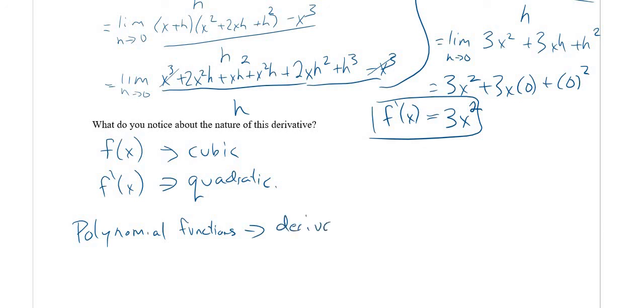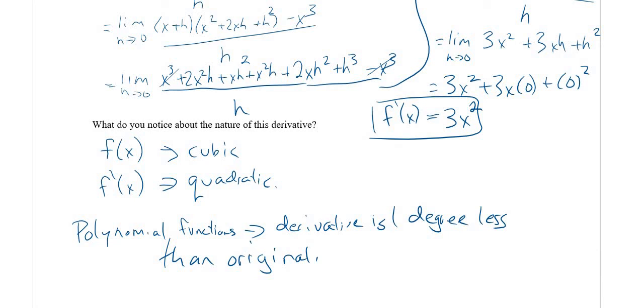The derivative is 1 degree less than the original. So if we have a quartic function, we're going to have a cubic function as the derivative. If we have a degree 20 function as the original function, we're going to have a degree 19 derivative.